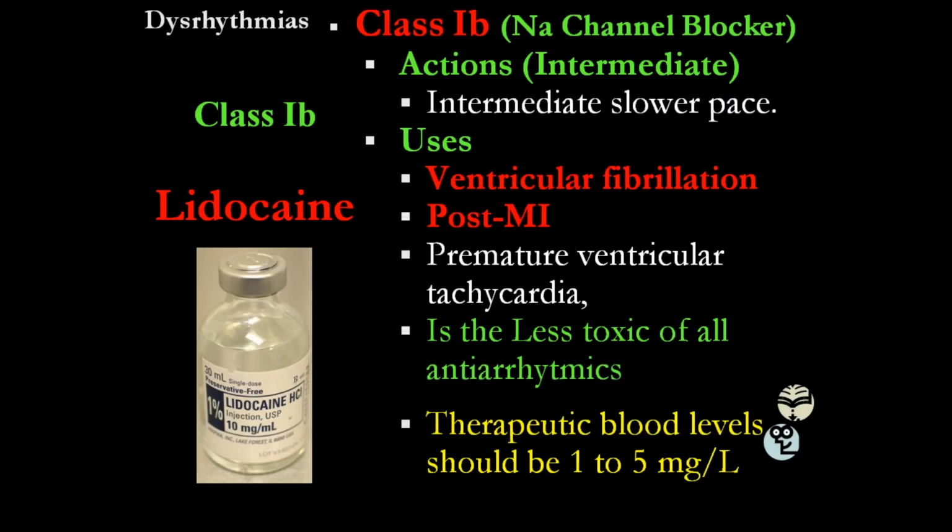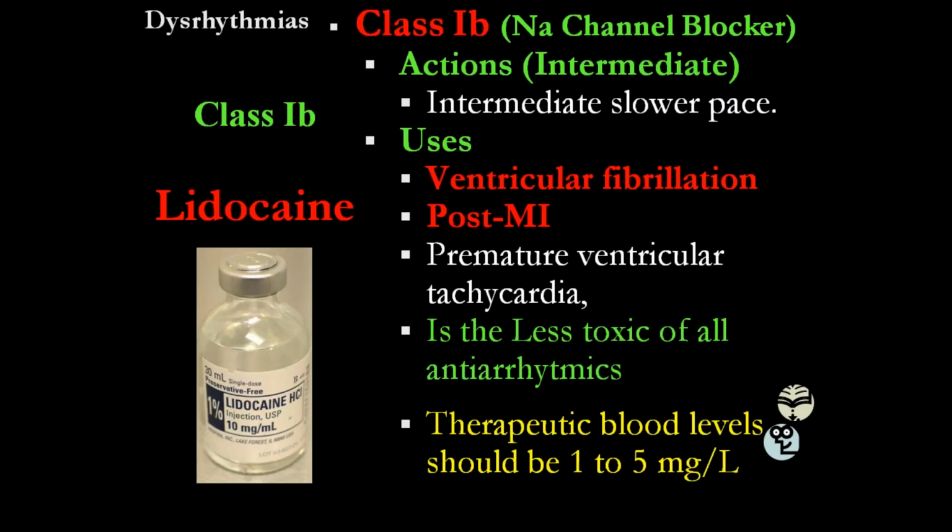All right, so we have the lidocaine. Lidocaine is 1B. 1B is a sodium channel blocker. They are going to block the intermediate receptors that allow sodium to enter the cell. There are very rapid, intermediate, and very slow ones. In this case, they block those receptors that allow sodium to enter the cell at intermediate speed. Period.